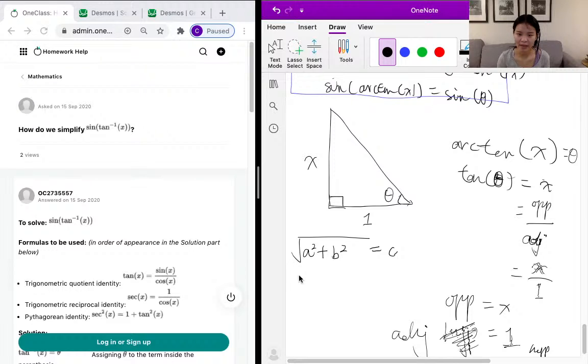Here we have a squared as x squared, b squared as 1 squared, and a squared plus b squared equals the hypotenuse squared. So now we have both our a squared and b squared, and we know our hypotenuse is the square root of x squared plus 1. So now we have filled in all the information of our triangle.